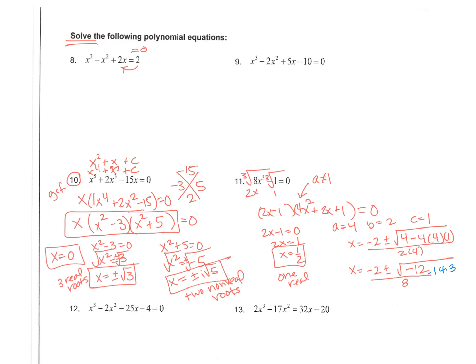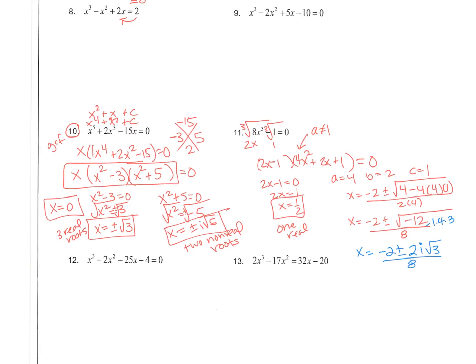And when I do that, I get x equals negative 2 plus or minus, and then my negative 1 comes out as an i. My square root of 4 is 2, and then my square root of 3 stays underneath. This is all over 8, but as we've learned in class, when it is a complex number, I have to write it as 2 fractions. Let me move this up a little bit. I'm running out of room.